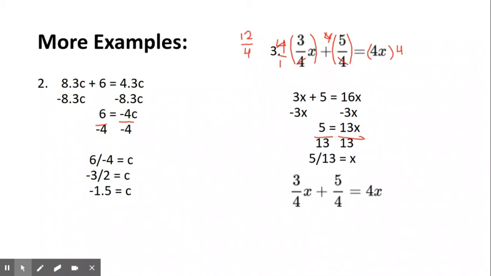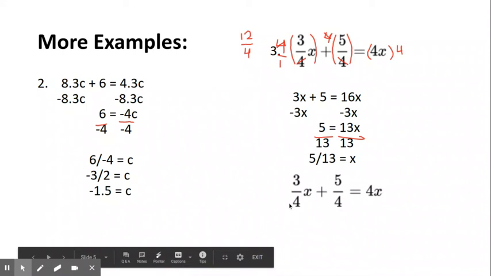Ta-da! Like I said, I know this one, look at all this red. It definitely looks crazy. But I do think it is a good strategy, especially if you're not feeling super confident adding, subtracting, multiplying fractions, all of that. Like I said, though, the other strategy to doing this would be to actually do the math with the fractions.